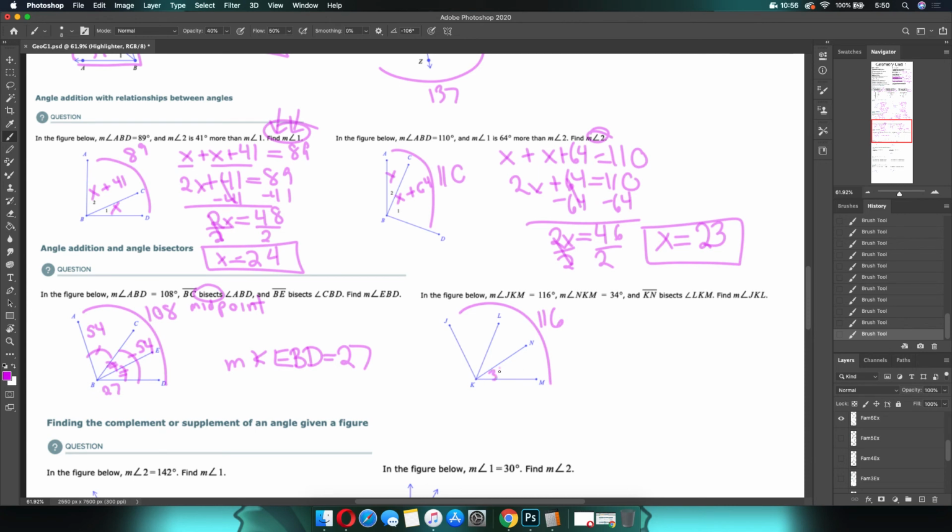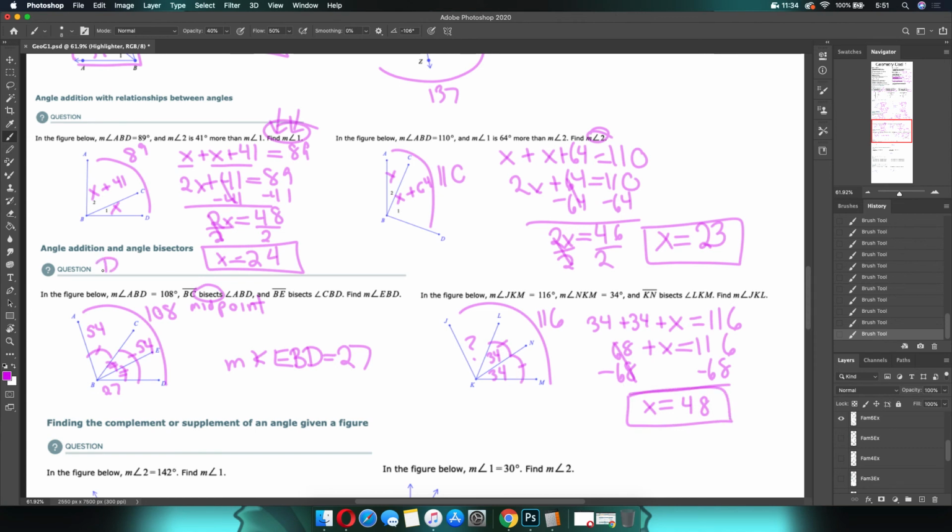NKM is 34. And then KN bisects LKM. So if this is 34, then this is 34. All right, and then find JKL. So this is the one we're looking for. So 34 plus 34 plus our unknown is 116. So 68 plus x equals 116, minus 68, minus 68. X equals 48 degrees. That's what we are looking for.